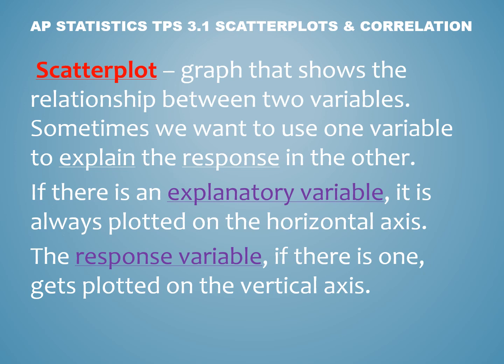All right, so a scatterplot is a graph that shows the relationship between these two variables. Most of the time, we're going to have some sort of explanatory variable. That variable will be the input, or the variable that explains the response that we see in the other variable. So as we increase the explanatory variable, we're going to see what happens to the response variable. The explanatory or input variable is always plotted on the horizontal axis.